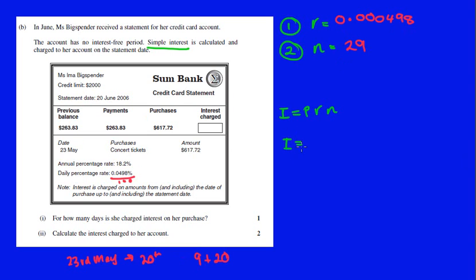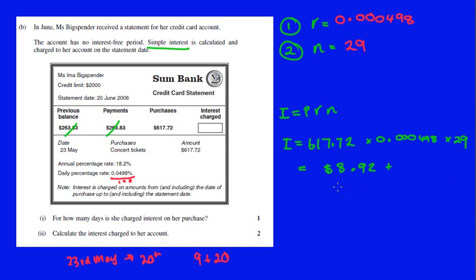So simply put that into my formula. My P is $263.83. I'm going to multiply that by my 0.000498, and then I'm going to times it by 29 days. So all I now need to do is just simply enter that into my calculator, and it will come up with the answer. Now just notice I just did change, so I apologize. The purchase amount was $617.72. I put that 263 in by accident, so my apologies. But we come out with an interest amount of $8.92.